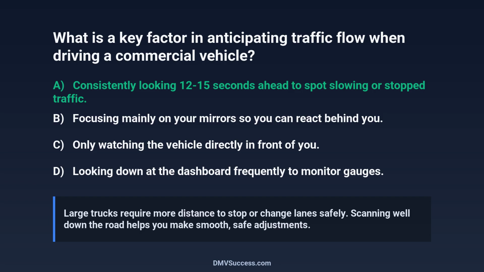The correct answer is A. Consistently looking 12-15 seconds ahead to spot slowing or stopped traffic. Large trucks require more distance to stop or change lanes safely. Scanning well down the road helps you make smooth, safe adjustments.